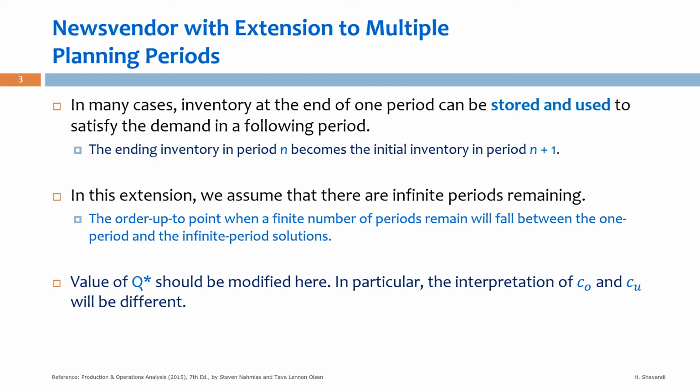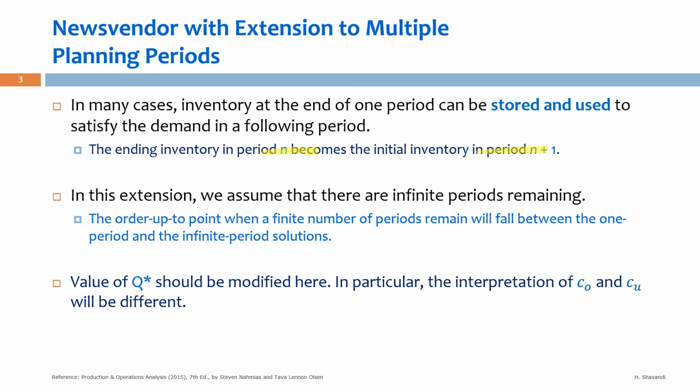Now let's assume multiple planning periods. In the basic newsvendor model, we assume that we have just one period. It was based on a single period, right? Now let's see what happens if we have multiple planning periods. Here we assume that if we have excess inventory at the end of each period, then it will become the initial inventory at the beginning of the next period.